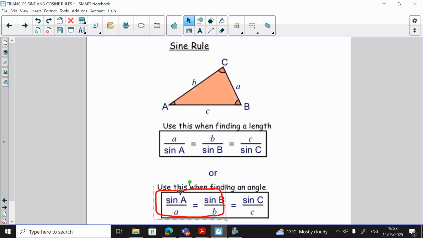As long as you get 4 things in each of them, and you're looking for the 4th, so you will have 3 and you'll be looking for the 4th. So if it's a side, use this one. If it's an angle, use this version here. That's all you want to do. Are we done? Right, so you've got the stuff on area of triangles, your cosine rule. This is your sine rule.